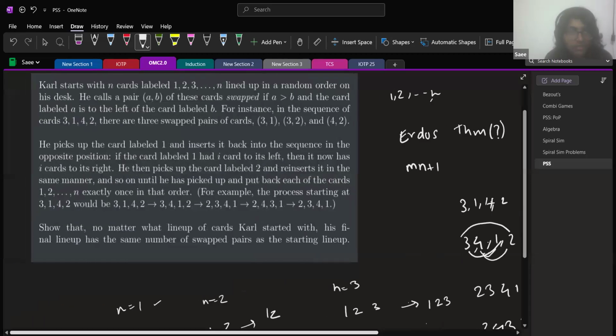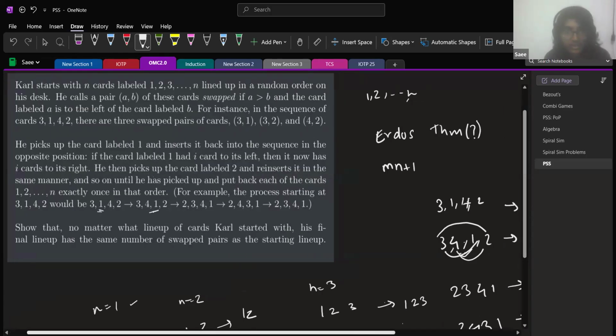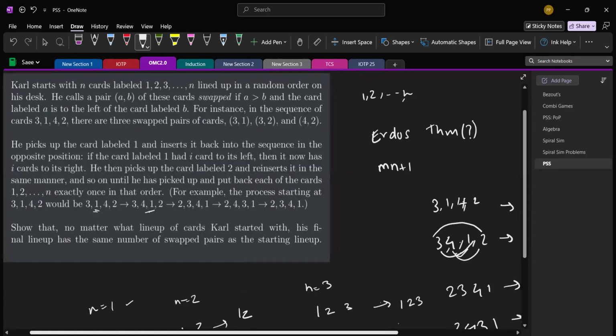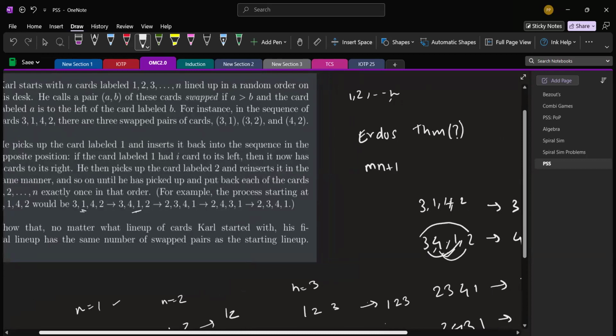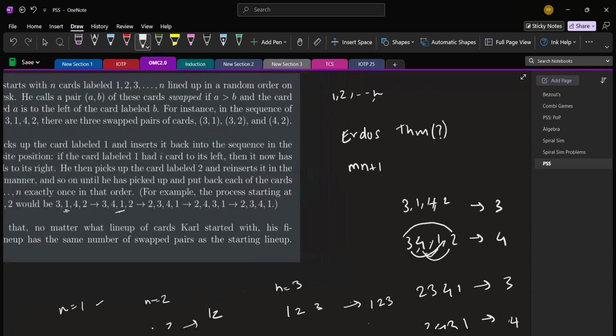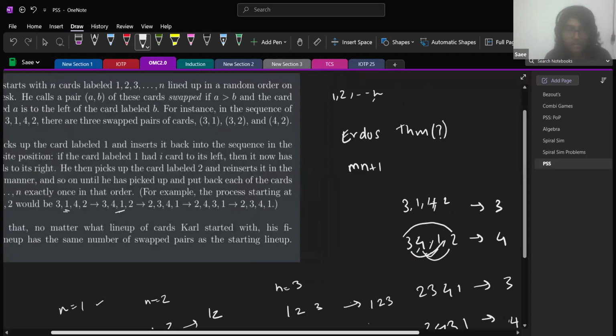So you start off with some sequence, then you pick up the card labeled 1 and then put it so that it's like a mirror image. So if 1 was in the second place from the left, you put it so that it's second place from the right. Then you do the same thing with 2. Then you do the same thing with 3 and so on. So you would have to do this until it's in ascending order, 1, 2, 3, 4. No, no, no. You just do it once for 1, once for 2, once for 3, once for 4.